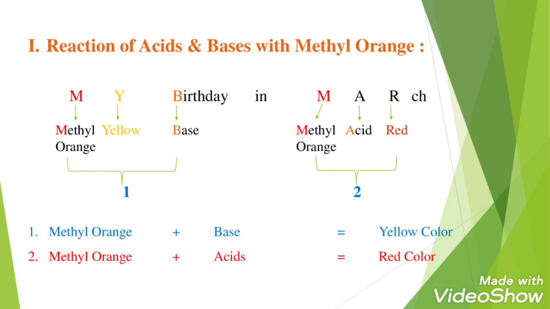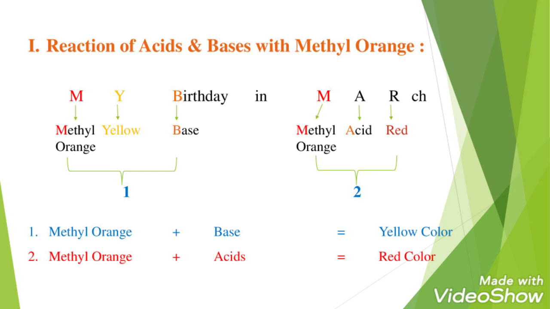What color will you get? For this one, it's simple, only one sentence. My birthday in March. Once again I am repeating, my birthday in March. In that sentence, the capital letters will expand to give you the colors when acid reacts with methyl orange and when base reacts with methyl orange.